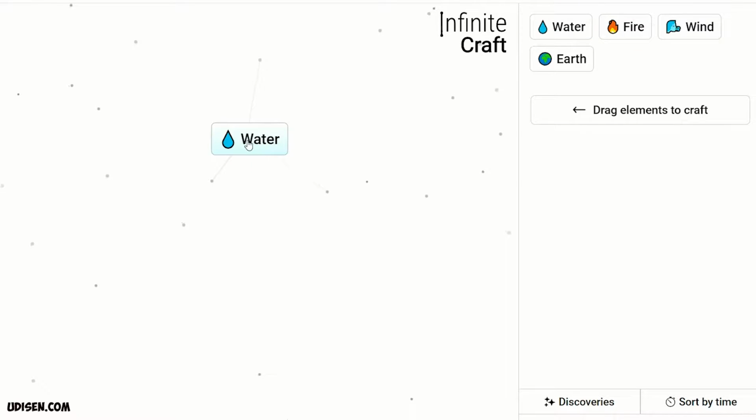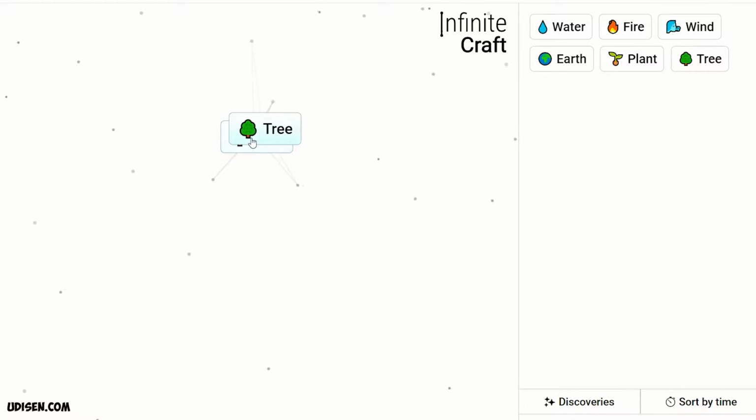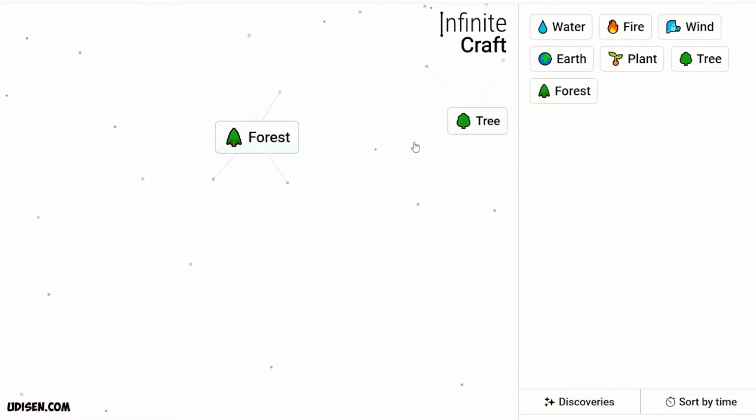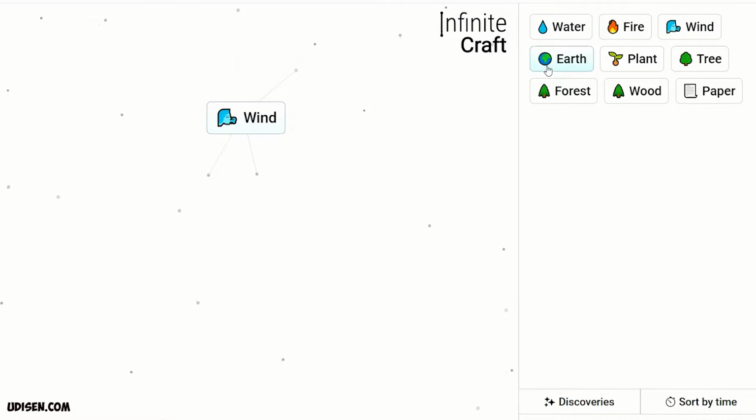Let's go. Step number one, combine earth and water. We receive plant. Two plant, tree. Two tree, forest. Forest and tree, wood. Wood and tree, paper. Leave paper here. After that, combine earth and wind.